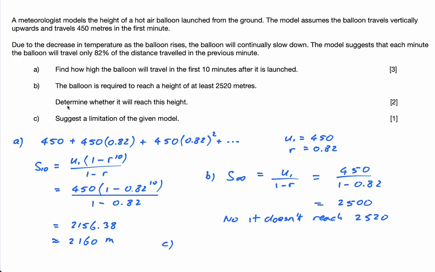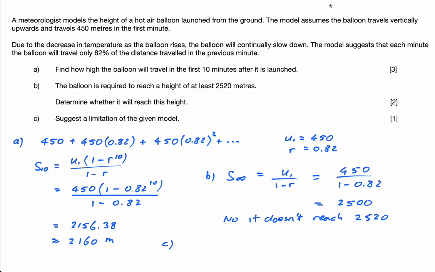Finally, and you'll notice, guys, this is the second time I've read this where it suggests a limitation of the model. So they do ask this a lot, and when they ask it, you've got to think, use your common sense. What's a limitation of this model? Well, there are loads of limitations. Like why would it travel exactly 82%? That's an assumption. 82% in each minute. There's wind resistance, how many people are in the thing, what's it taking into account.